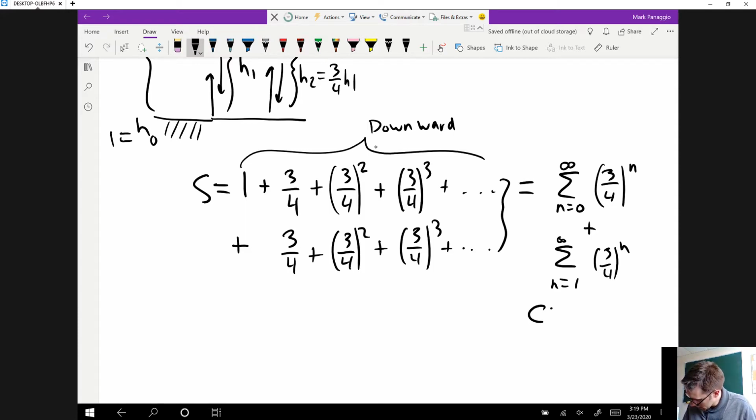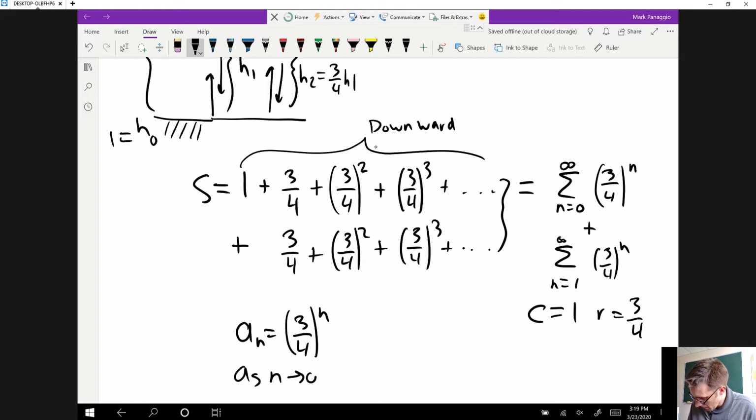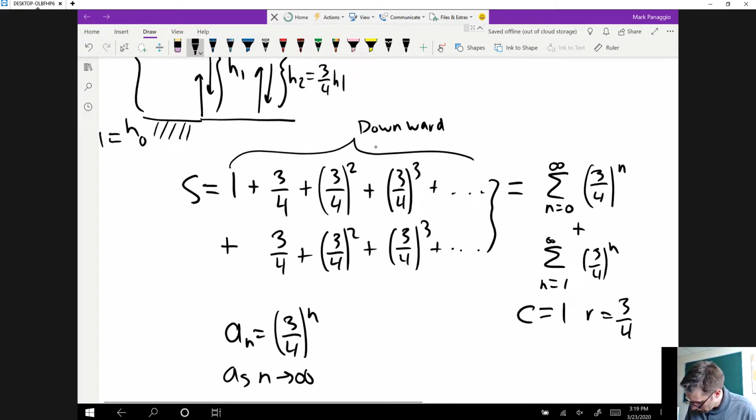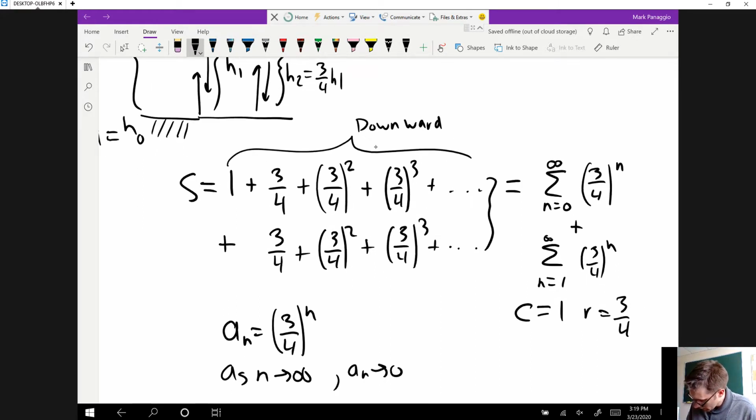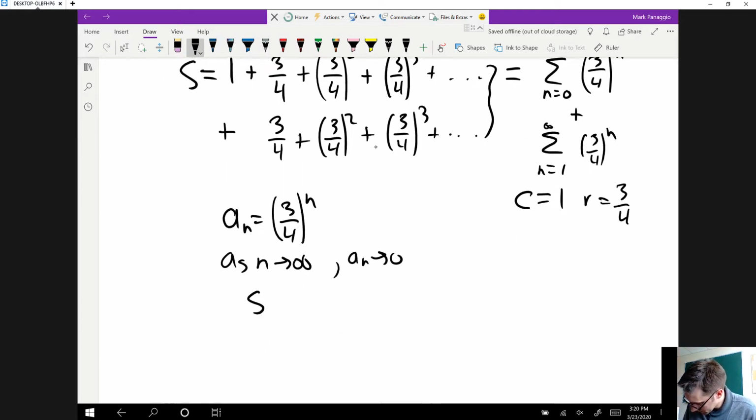And here the constant term is 1, and the ratio of consecutive terms is 3/4. All right, now in this case, if we were to apply the nth term test, the things that we're adding up look like 3/4 to the n. And notice that as n goes to infinity, well, if you multiply 3/4 by itself an infinite number of times, every time you multiply by 3/4, it gets smaller. So we would say that a_n goes to 0. And so this sum might converge.